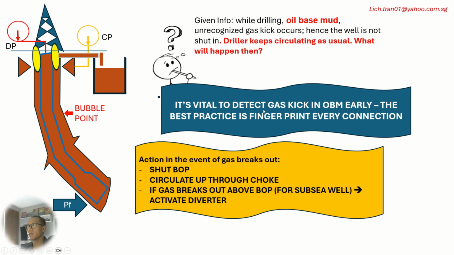Therefore, it's vital to detect the kick early, especially a gas kick in oil-based mud. The best practice is to fingerprint every connection if you're drilling an HPHT well with oil-based mud. And in the event of gas breaking out, what's the chain of action you should take? You need to shut the BOP in to isolate the well so that you don't get more influx. Then you circulate the annulus up through the choke. If gas breaks out above the BOP for a subsea well, then you activate the diverter to divert the gas away from the rig floor.